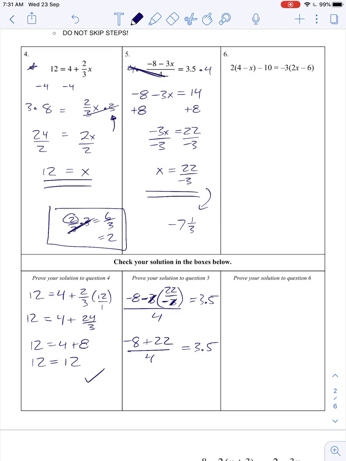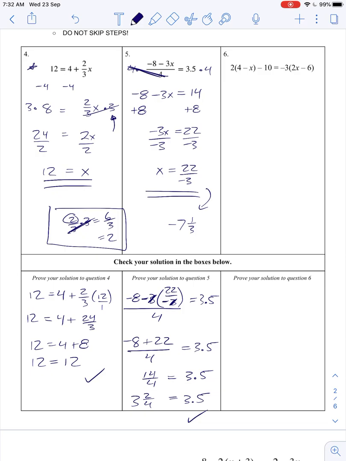Negative 8 plus 22 is 14. And if you take 14 over 4, then if I turn that into a mixed fraction, it's going to be 3 2/4, which is the same thing as 3.5. So that means they're equal. I have the right answer.